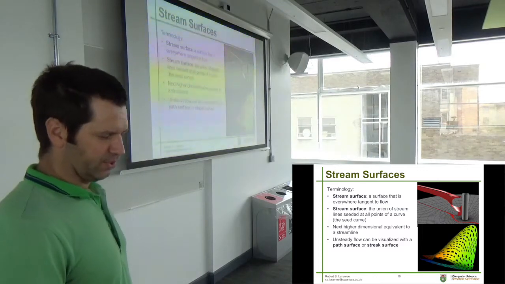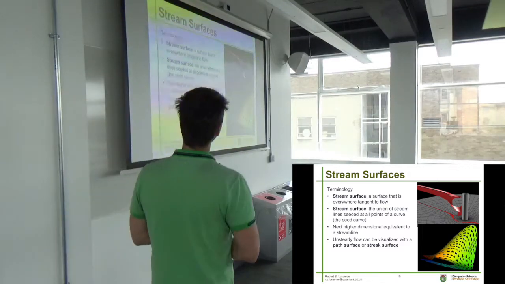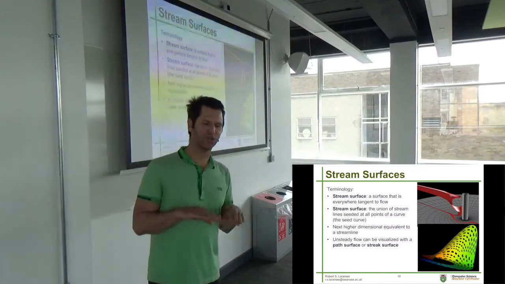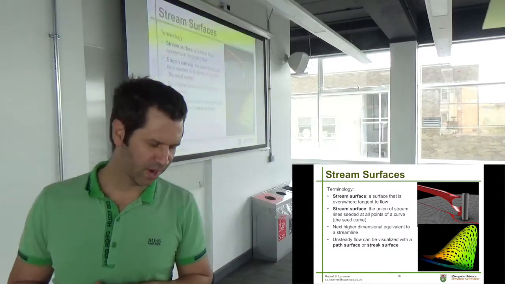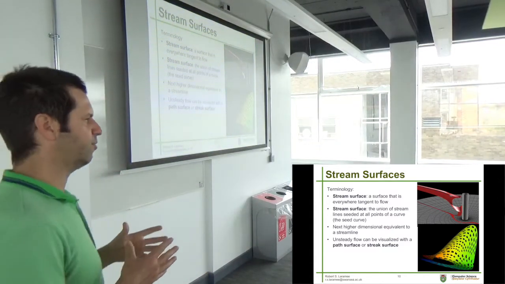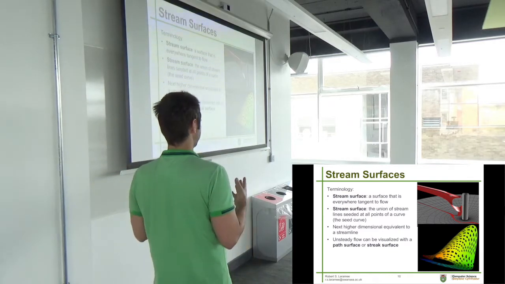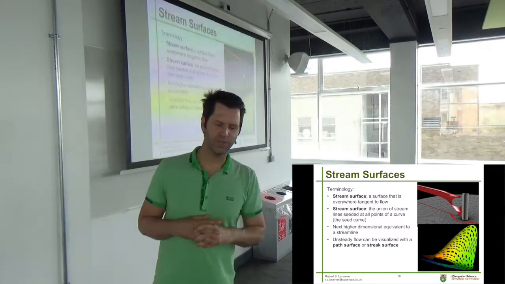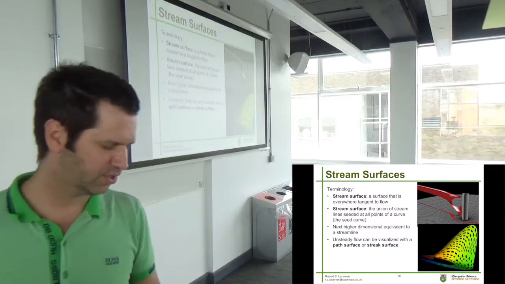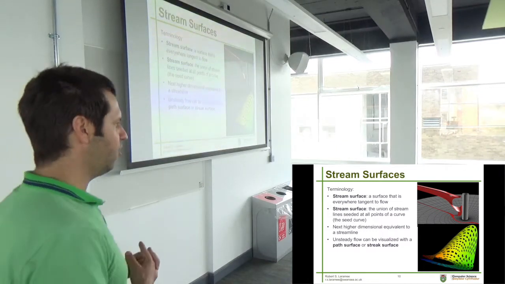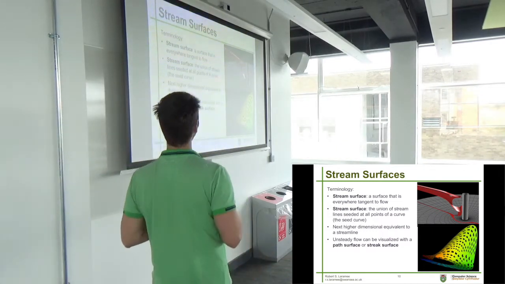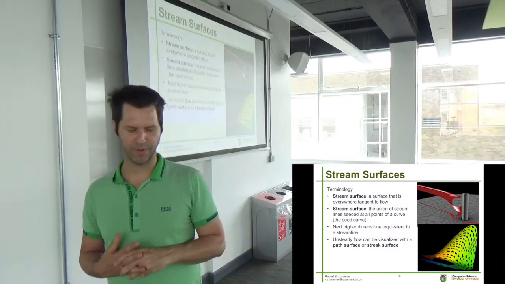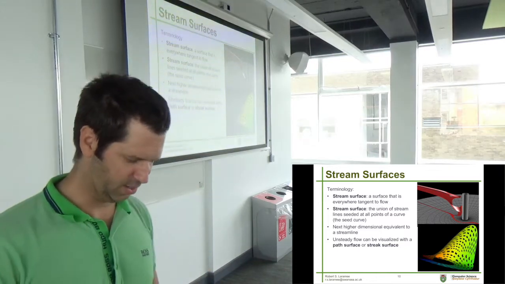For stream surfaces, it's a surface everywhere tangent to the flow. You can also think of it as the union of all streamlines seeded along a curve. That's another way to define it. And it's extending the dimensionality of the curve to the next higher dimension. We won't really talk about path surfaces or streak surfaces because we don't have time. But the idea and the implementation of stream surfaces can be extended to unsteady flow. We're just going to talk about the steady state today.